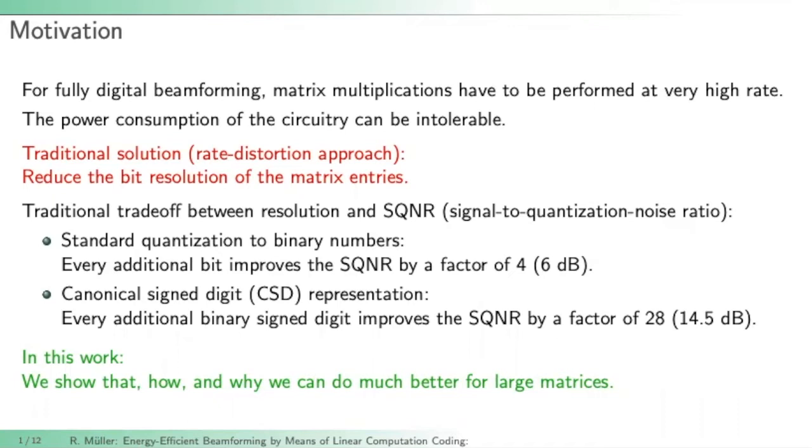In this traditional approach, the trade-off between resolution and signal to quantization noise ratio is the following. With standard quantization to binary numbers, any additional bit improves the SQNR by a factor of 4, which is 6 dB. Alternatively, more advanced is the so-called canonical sign digit representation. Here, every additional binary sign digit improves the SQNR by a factor of 28, which is 14.5 dB. In this work, however, we show how and why we can do much better for large matrices.